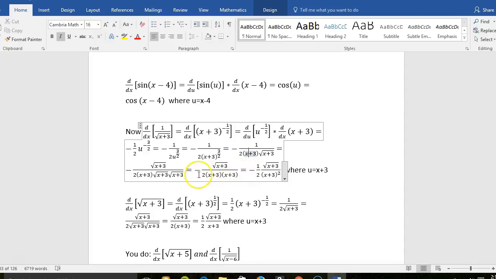But hey, now you see that negative and that 2, we can take those out as negative half. We have this radical x plus 3 upstairs. Hey, x plus 3 times x plus 3 is just quantity, parentheses, x plus 3 squared, okay? So there's that.